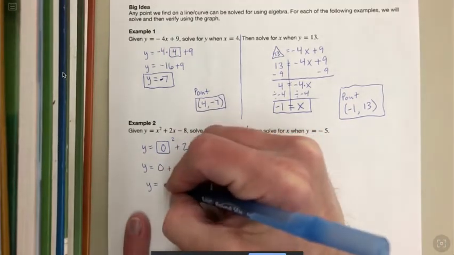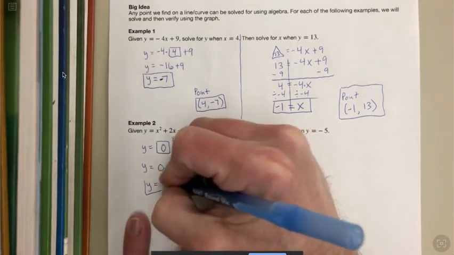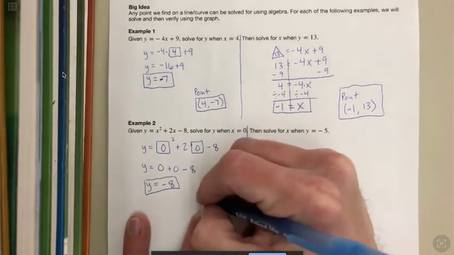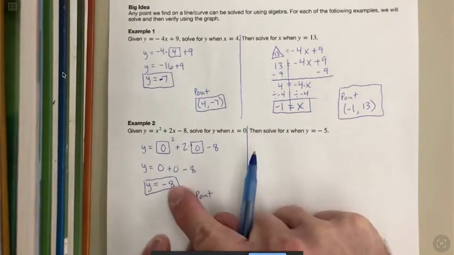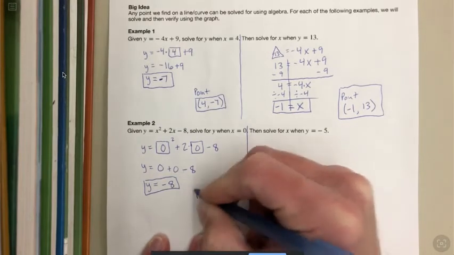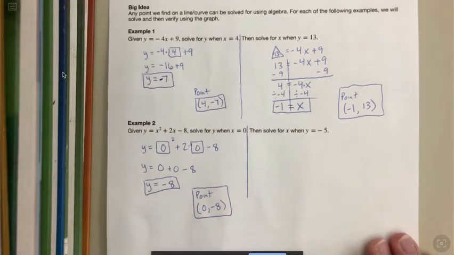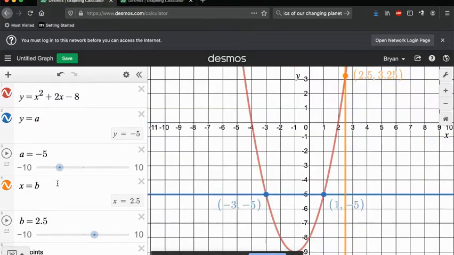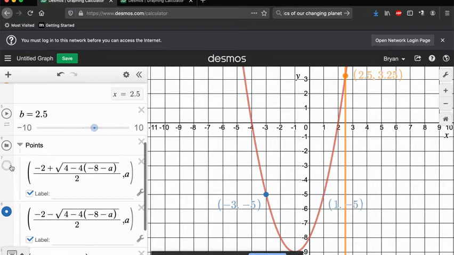So we get that y equals -8. Well, what point does that represent? Well, I said x is 0 and y is -8, so 0, -8 would be the point. So now let's go back to the graph and let's verify. All right, I have this crazy looking graph. I'm just going to clean things up a little bit so it's a little bit clearer what I'm talking about.